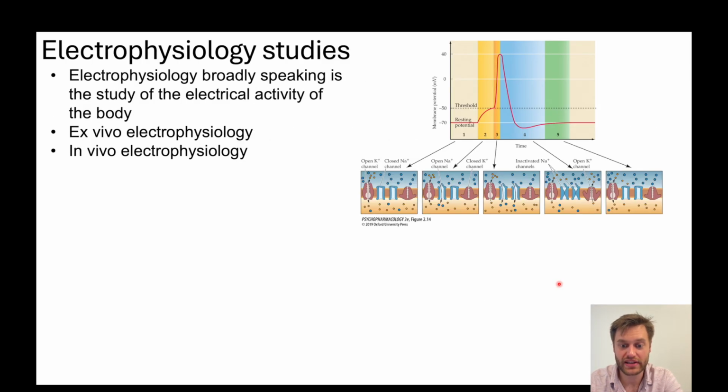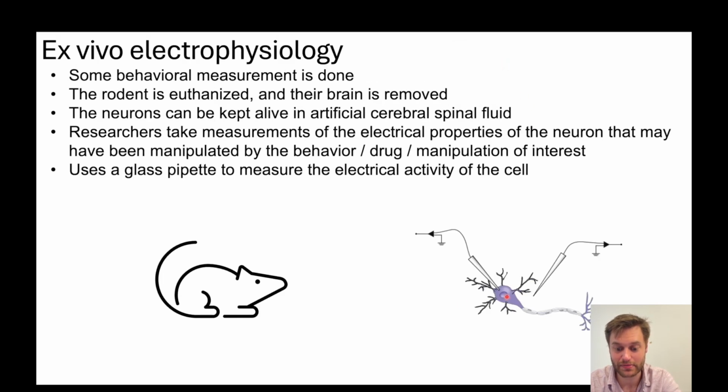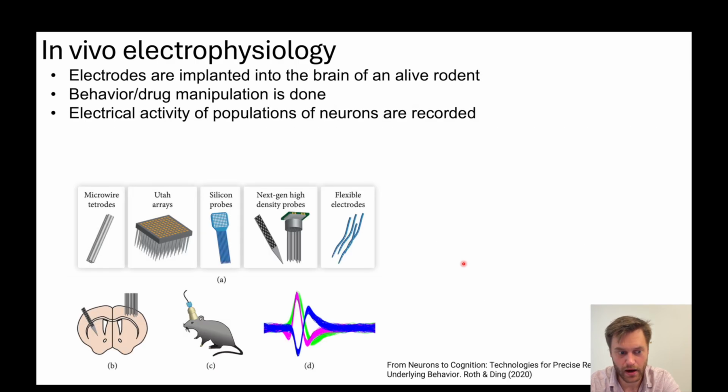That's how all of these studies work: how do we even know about the influx of sodium and an increase in charge of the neuron? It's because you can directly measure it with ex vivo electrophysiology. There's also in vivo electrophysiology, which is where you have electrodes that are implanted into the brain of an alive rodent. Here are some pictures of the different types of electrodes that you can have. You look at some kind of behavior or drug manipulation, and then the electrical activity of populations of neurons is recorded.